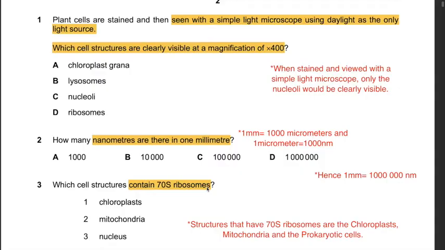Ribosomes are the smallest structures, hence cannot be seen clearly. Lysosomes are also quite small. Chloroplast grana is within the chloroplast and therefore cannot be visible through a light microscope. Hence, the answer is C.